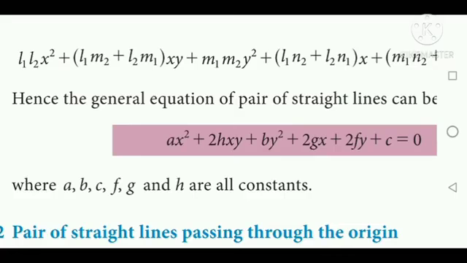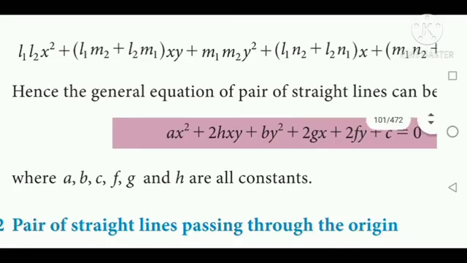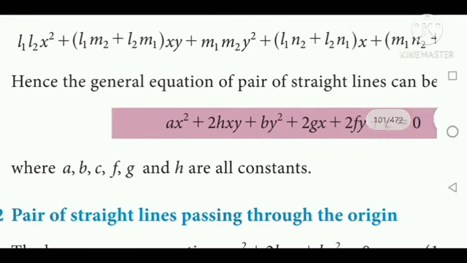where a, b, c, f, g, h are all constants, that is, except x square, xy and y square, the remaining things are constants. In order to find this equation, first we have to find the values of a, b, c, f, g and h.